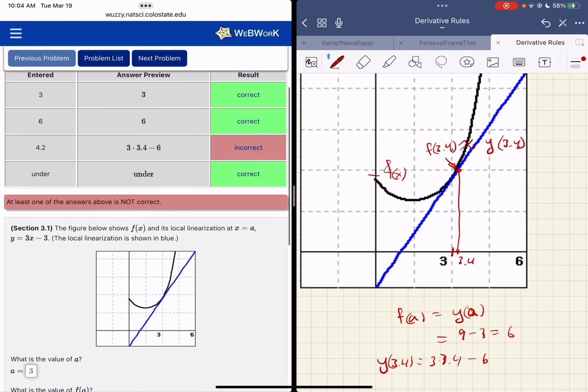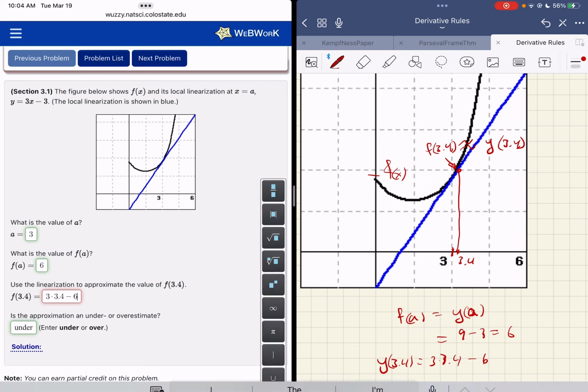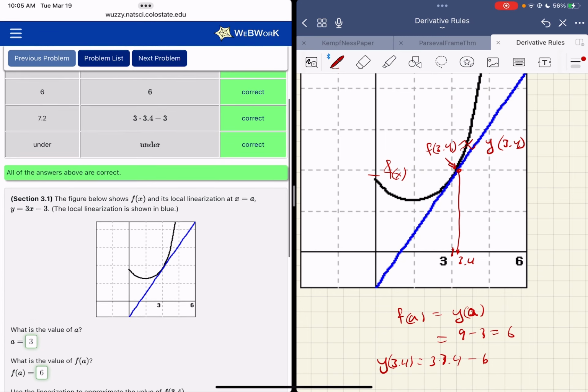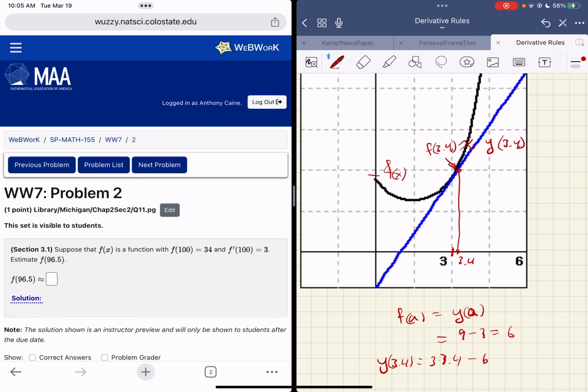So why don't you like that? Use the linearization to approximate, that is 3. Oh, I took away 6. Sorry, I should have taken away 3. I had 6 on the brain. Great, there we go. I'm looking at y equals 3x minus 3 and plugging in 3.4. Okay, cool. So that's the only problem with the picture.